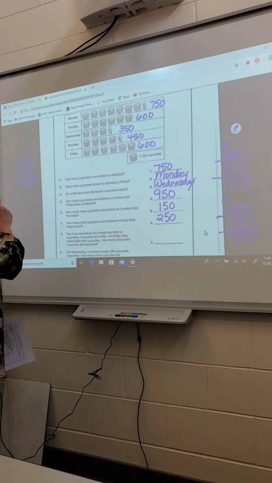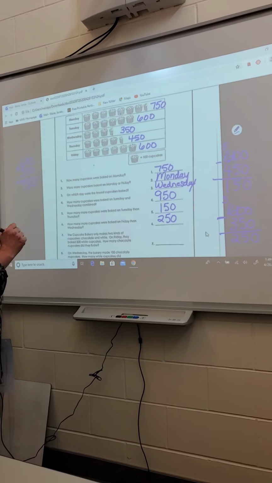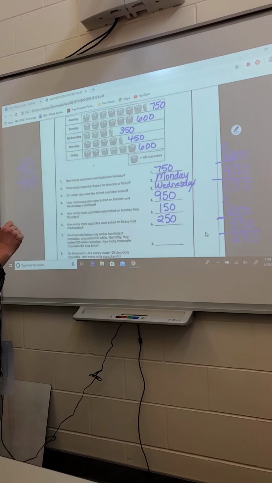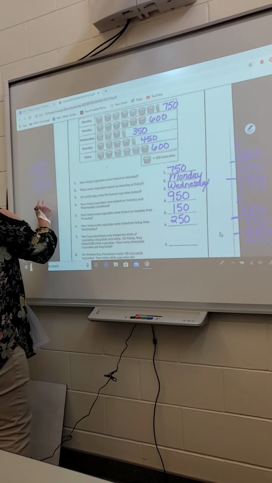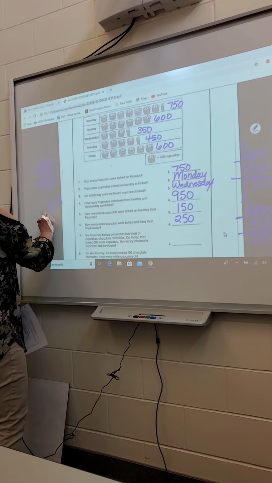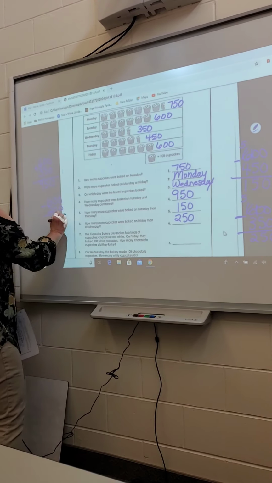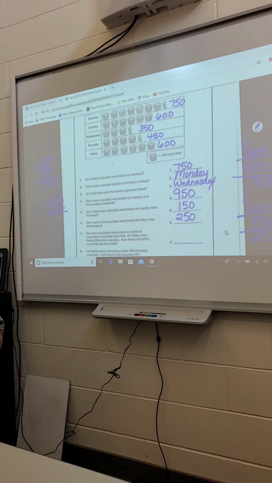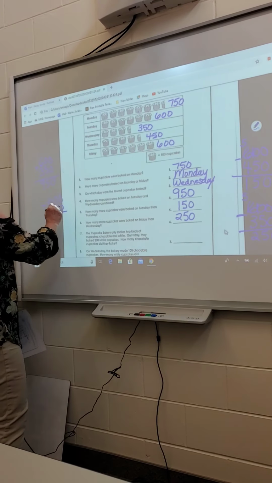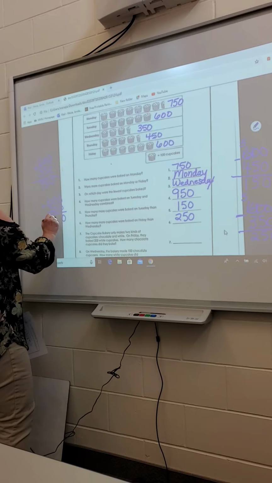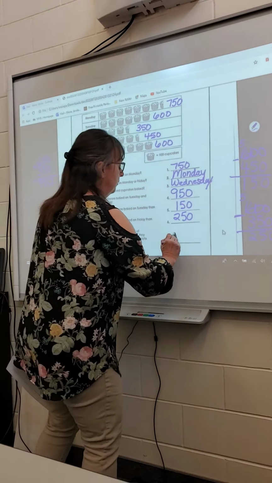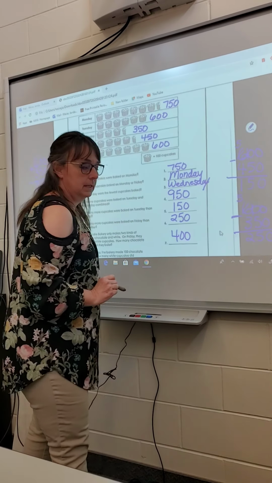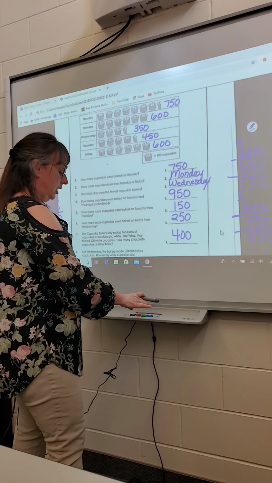In number 7, the cupcake bakery only makes 2 kinds of cupcakes, chocolate and white. On Friday, they baked 200 white cupcakes. How many were chocolate? On Friday, we know they baked 600. We knew 200 were white. We want to find what would be left, and finding what was left is subtraction. 0 minus 0 is 0. 0 minus 0 is 0. 6 minus 2 is 4. So 400 chocolate cupcakes.